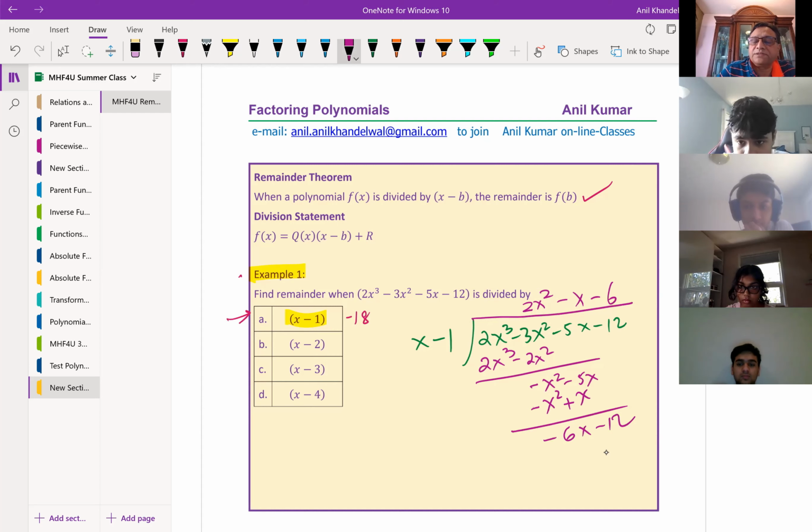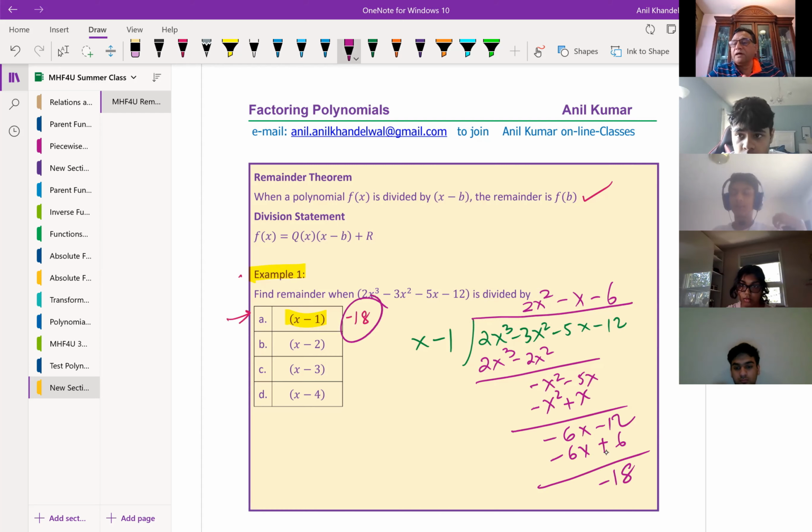So we get minus 6, minus 6x plus 6, right? Minus 18. So we get the same answer. Do you see that? So basically, when you divide, you get the remainder, and the remainder theorem says that the remainder is actually the value of the function at that b, f of b, correct? So it verifies. Is that clear to you?